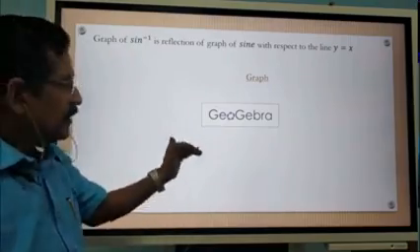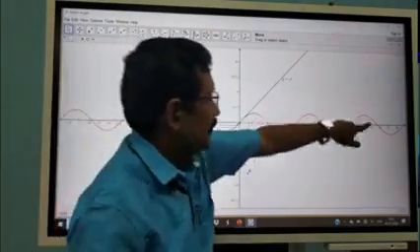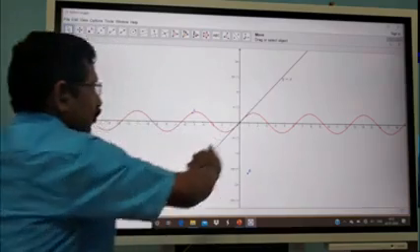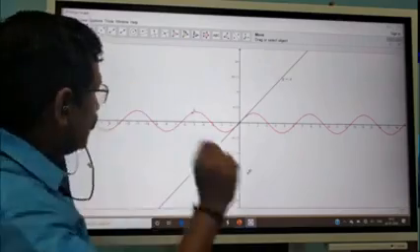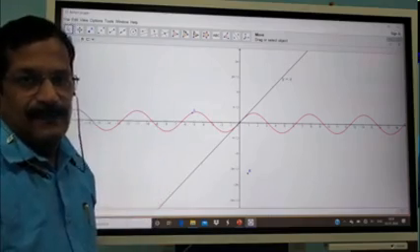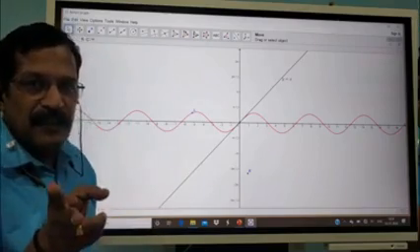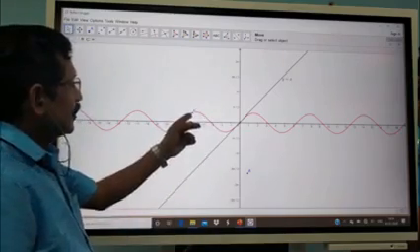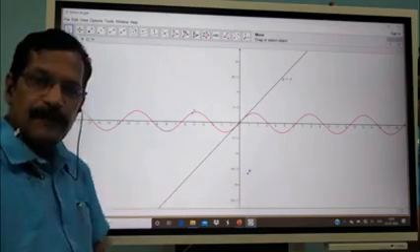So in GeoGebra you can see the graph of sine. Sorry, sine. This is the graph of sine. And this line is the line y is equal to x. Okay? I am taking a point A in the graph of sine x. I am taking the reflection of A with respect to the line. The reflection of A with respect to line y is equal to x is A dash.